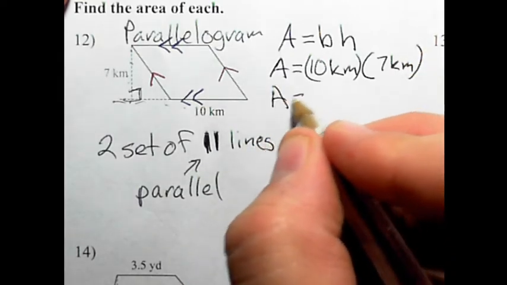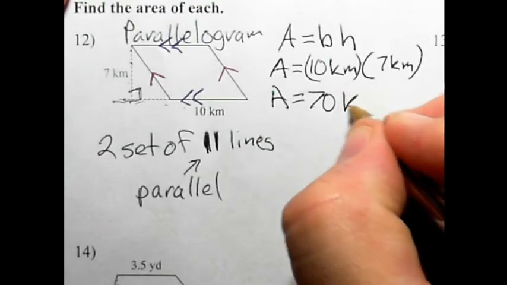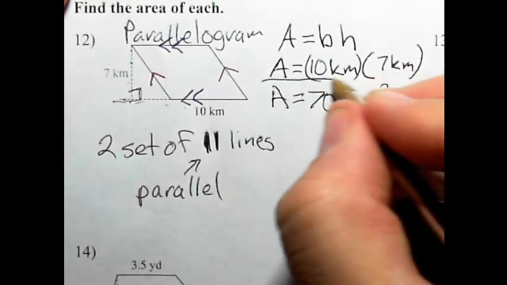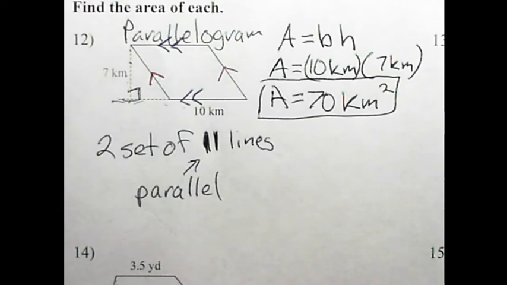10 times 7 is 70. Kilometers times kilometers is kilometers squared. So the area of this parallelogram is 70 kilometers squared.